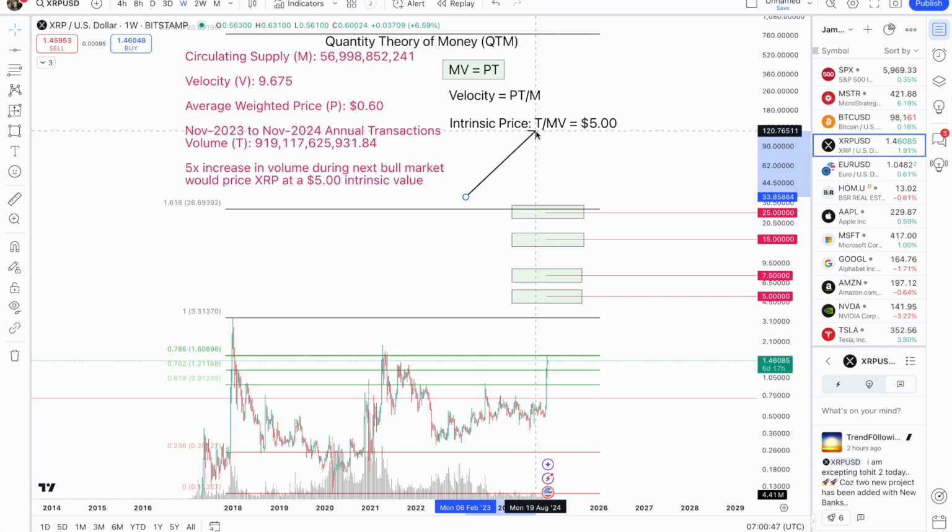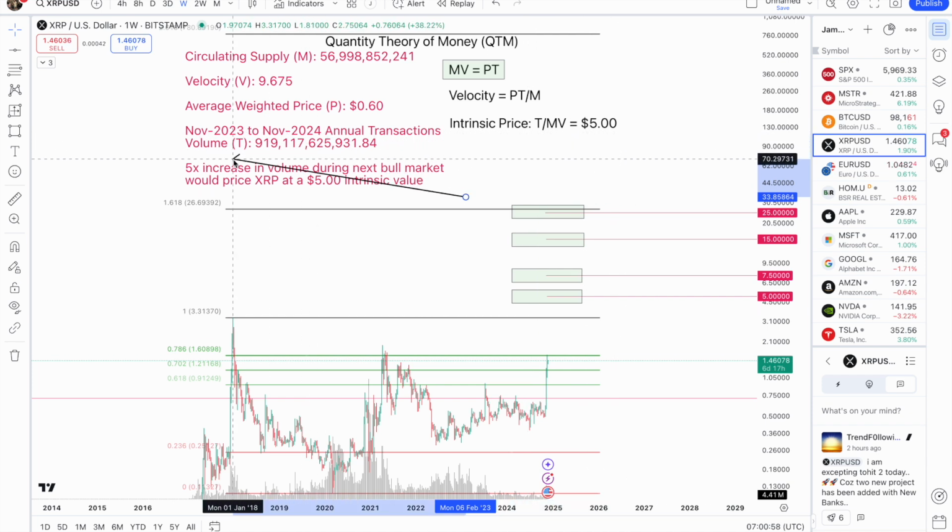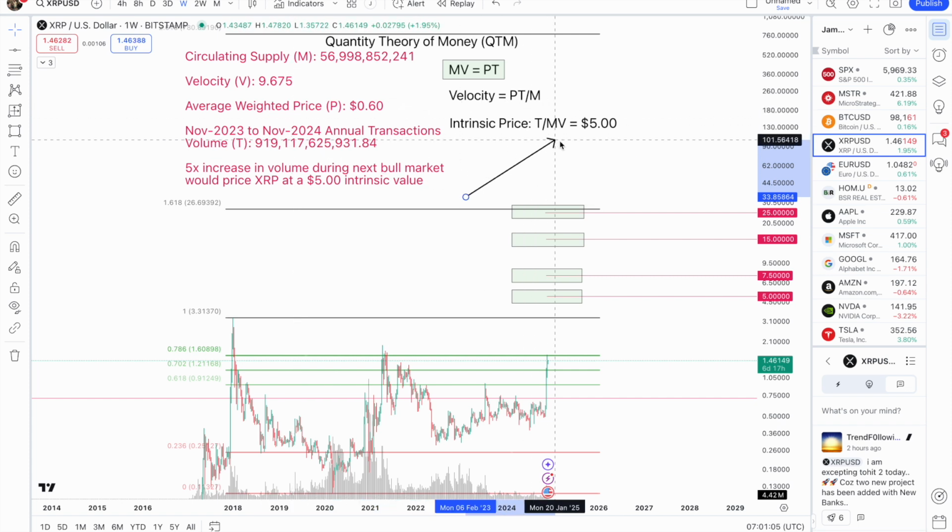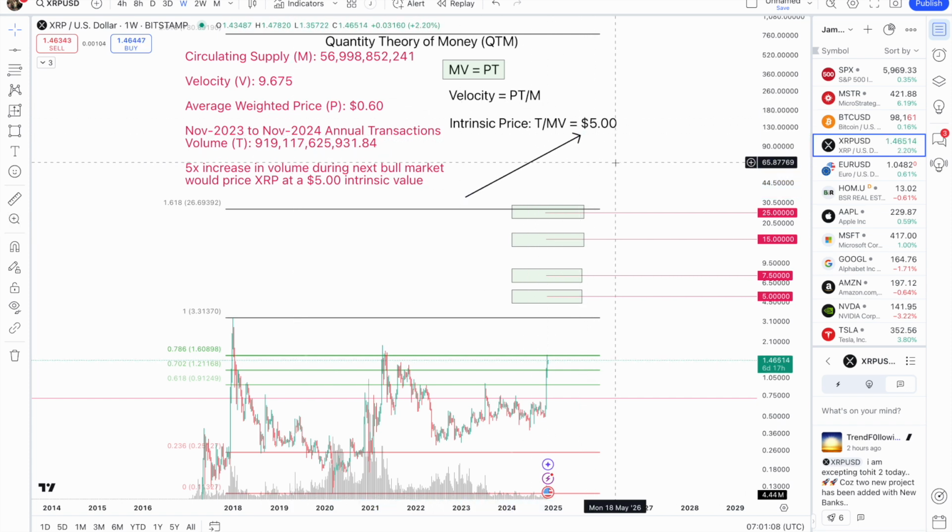So that's why we have T in the numerator, because when transactions go up, that's demand going up. It's going to increase the price of the asset. Okay, so assuming a 400% increase in transactions, we have an intrinsic value of XRP at $5. And whenever the cycle pops off, that's what I'm saying, quantitatively, we're not speculating here.